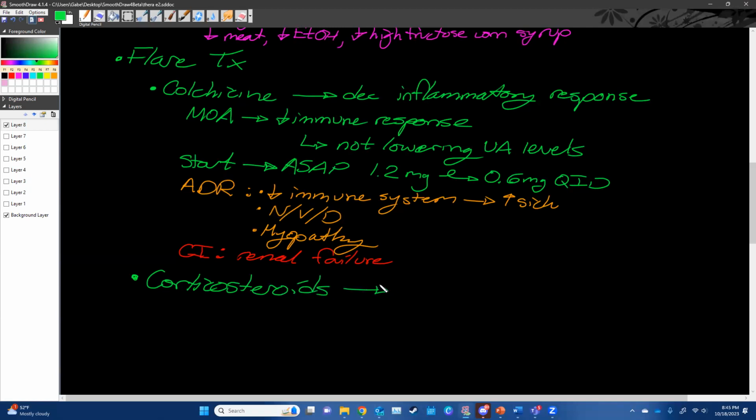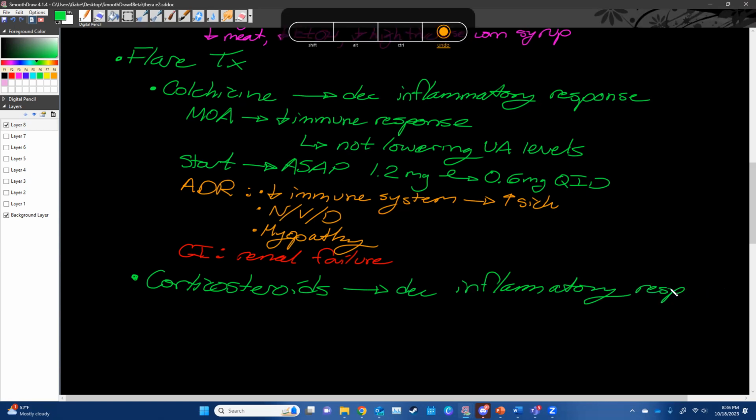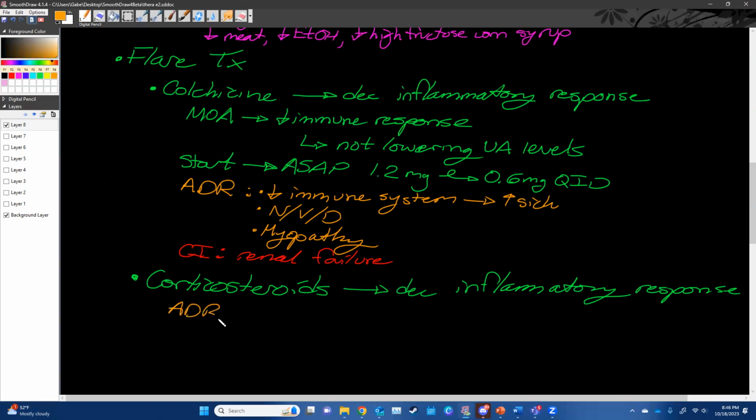Hydrocortisone, budesonide, NVD, nausea, vomiting, diarrhea. The trifecta. Corticosteroids, again, decreasing the inflammatory response. So all the same points as colchicine, same mechanism of action, we want to start it as quick as possible. Similar adverse reactions. I will just say that we're going to decrease the immune system.